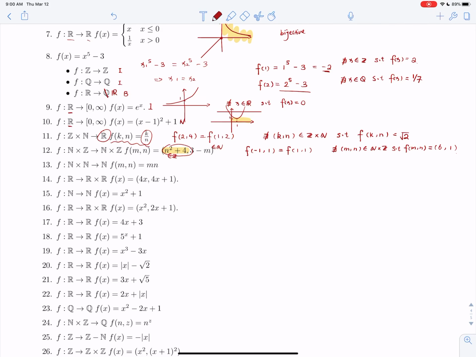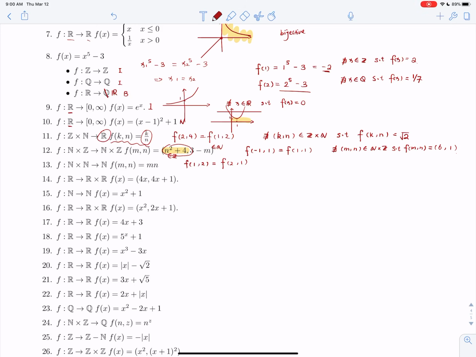Number 13, well, it's apparently not injective. Again, if you switch the order of m and n, you get the same thing. So f of 1, 2 equals f of 2, 1. So it's not injective. Is it surjective?